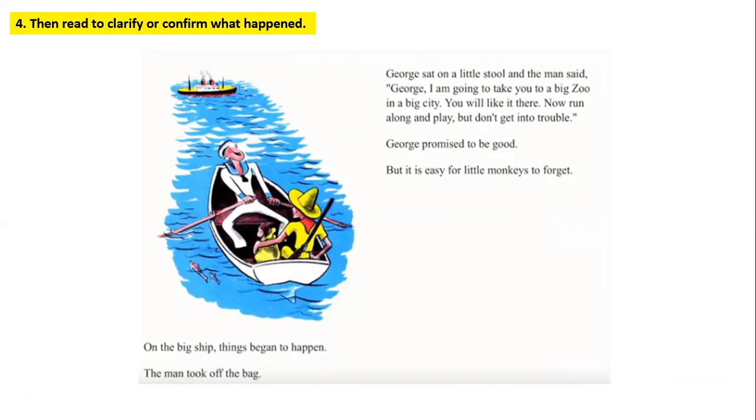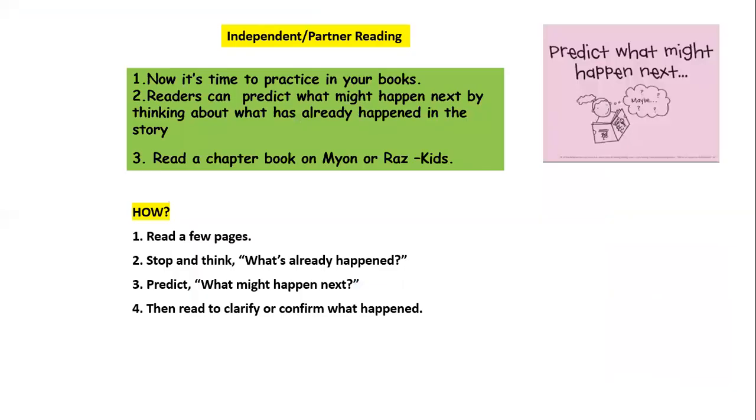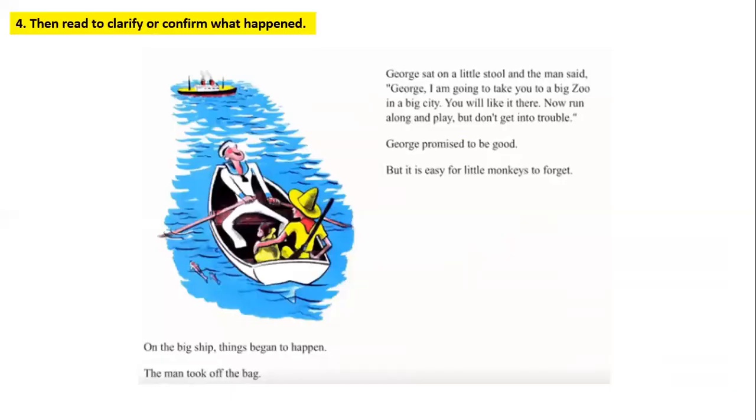Let's see. What did happen? The man is planning to take George to a big zoo, not to his home. So before, some of you might have thought that he was going to take him home. But then, here in the text, we see that the man is telling George that he's going to take him to a big zoo. So what we must remember is that whether we are correct about what we predicted or not, we should always look for evidence of what really happened in the story.